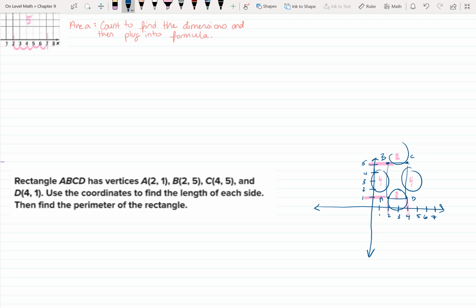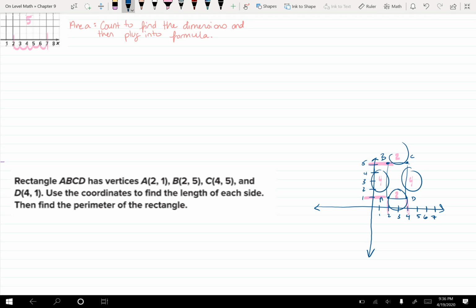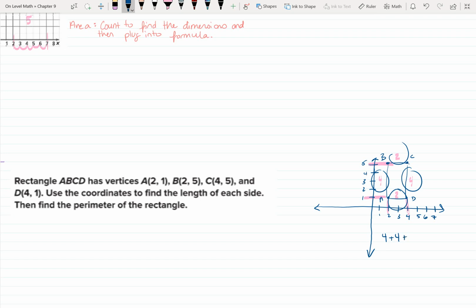Those are the dimensions. And then it says find the perimeter. So perimeter is kind of how much fencing it takes up. So 4 plus 4 plus 2 plus 2. 4 plus 4 is 8, plus 2 is 10, plus 2 is 12. So it is 12 units. And that's our final answer. That's all we need to do.